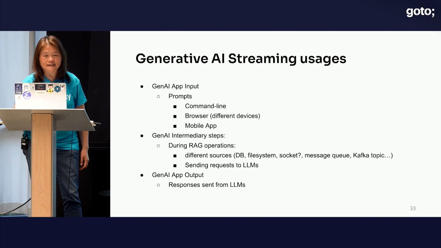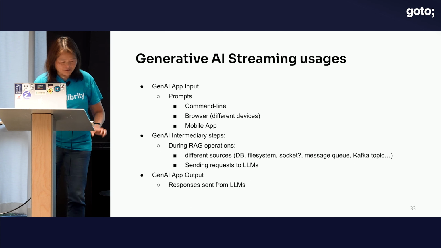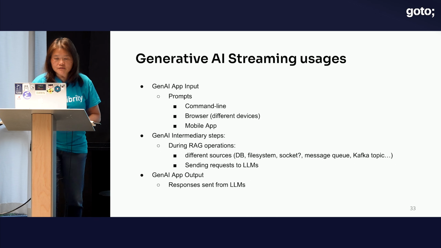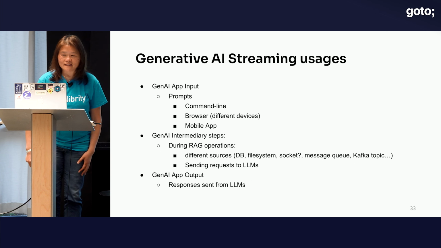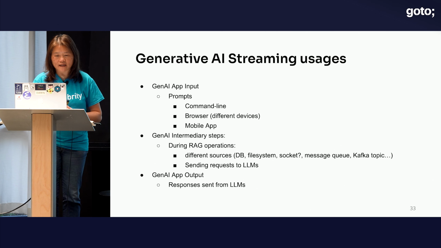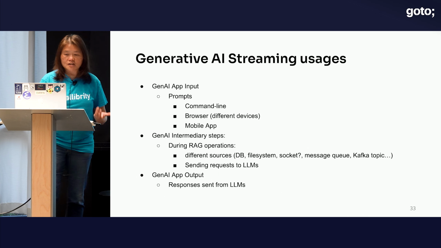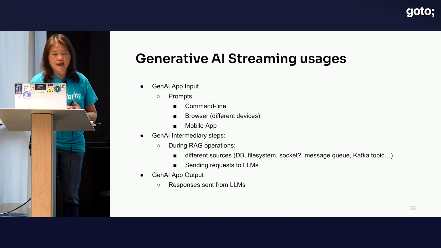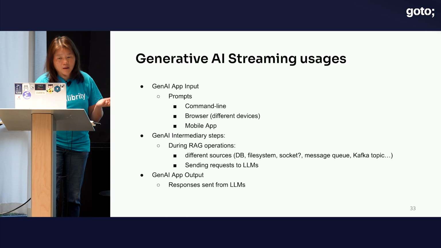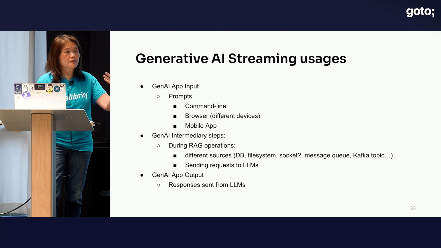So as you can see, data is another aspect of complexity we need to deal with. Now, that gets into generative AI streaming usages. I'd like to examine the different opportunities we can have using an event-driven approach. Let's say in your generative AI application, you're doing inputs. It can be the prompts. From the prompts, you can get all of the input from the command line, or from a browser, or from mobile apps.